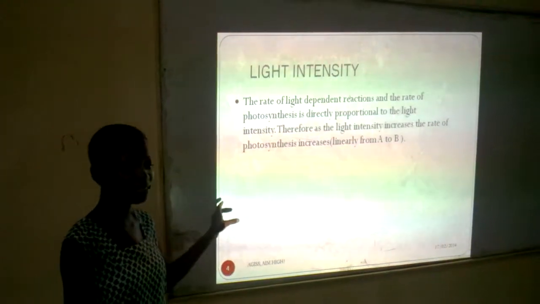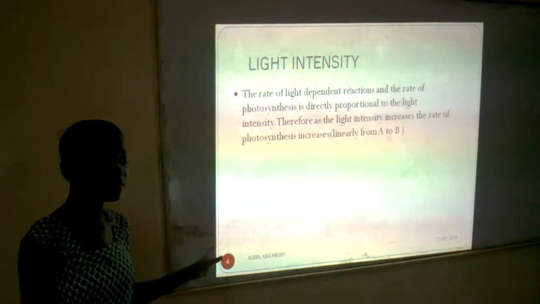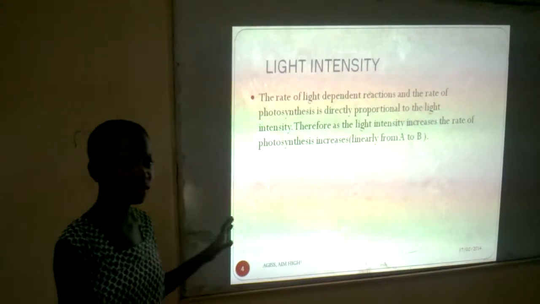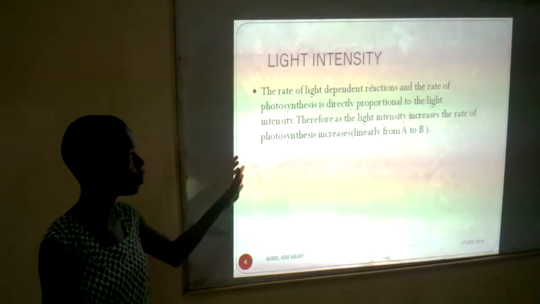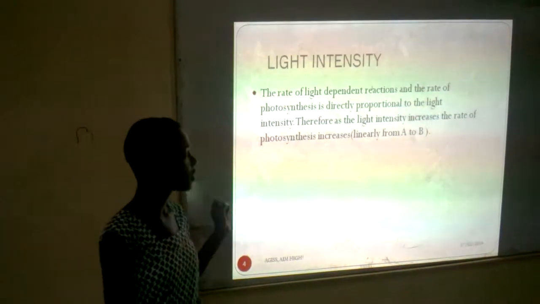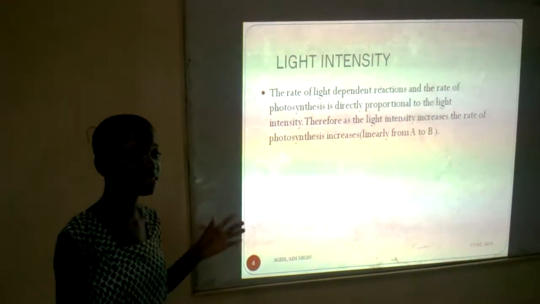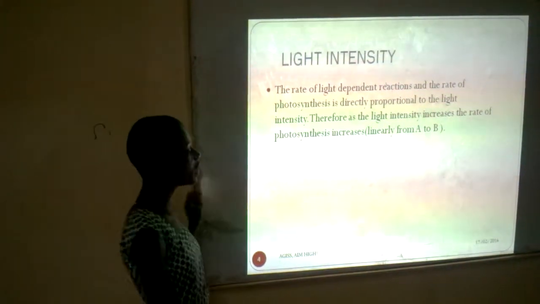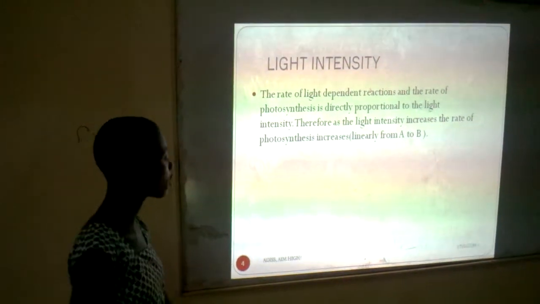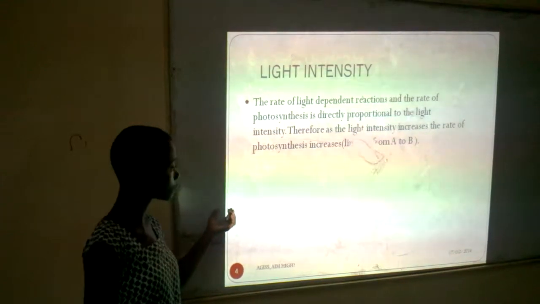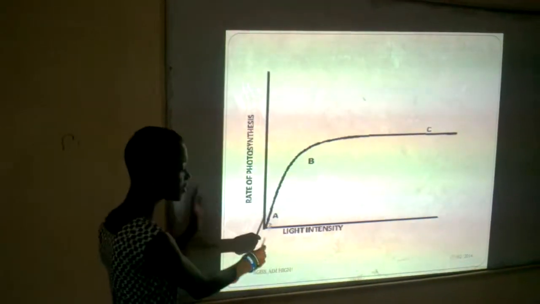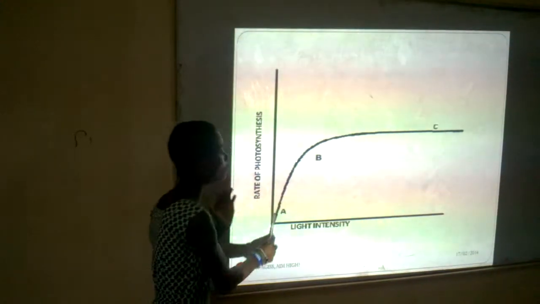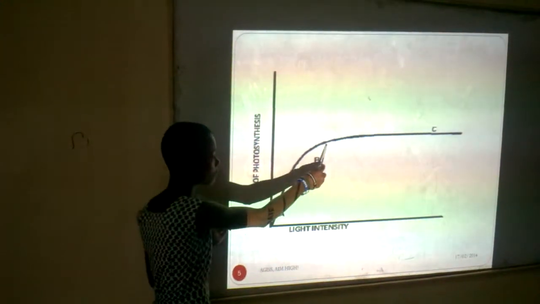I begin with light intensity. The rate of light-dependent reactions and the rate of photosynthesis is directly proportional to the light intensity. Therefore, as the light intensity increases, the rate of photosynthesis increases linearly from A to B from the graph shown below. So as the light intensity increases, the rate of photosynthesis also increases, that is from A to B.